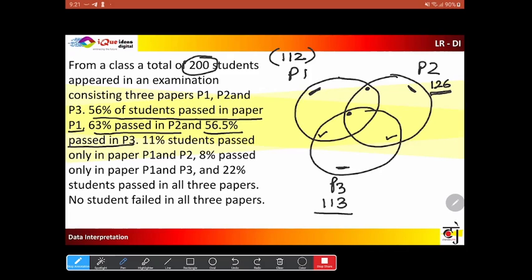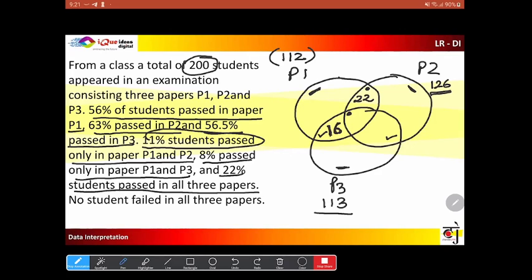Now 11% of students passed only in papers P1 and P2. So P1 and P2, 11% is 22 students. Only P1 and P2 means not P3. So 22 come here. 8% passed only in P1 and P3. So only P1 and P3, 8%. That means 16 students come here.